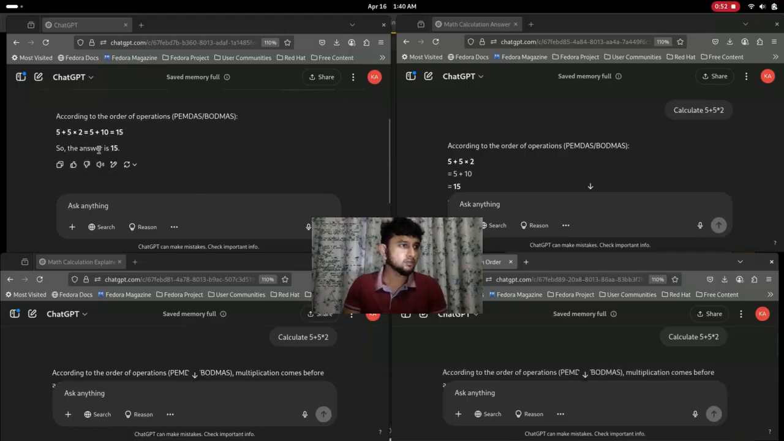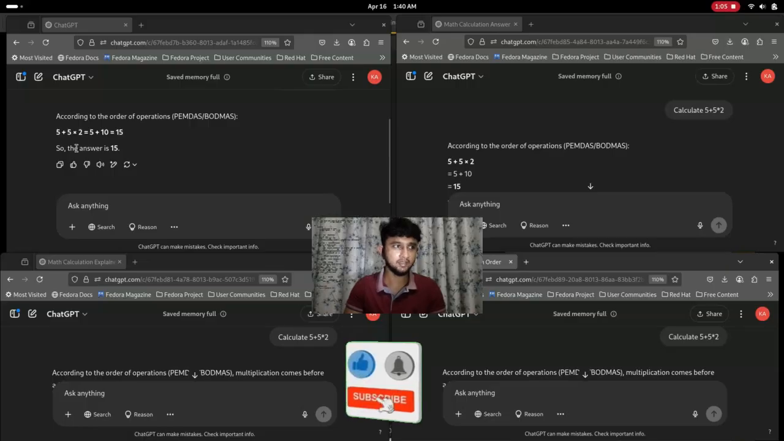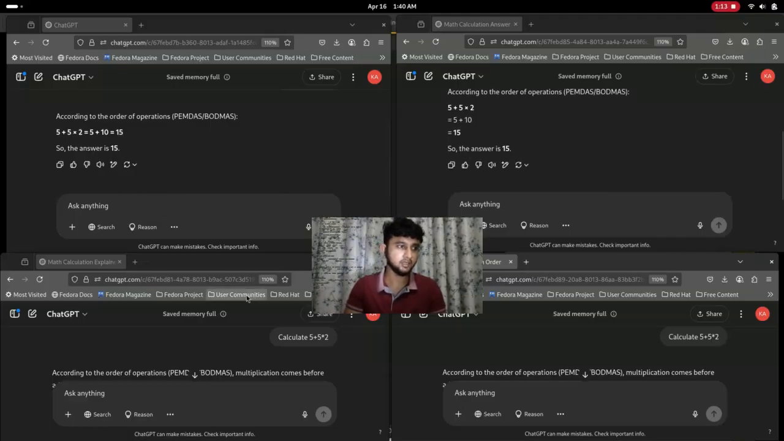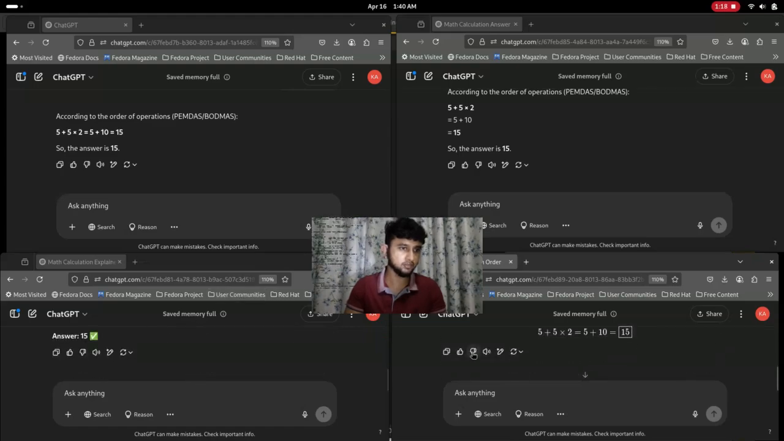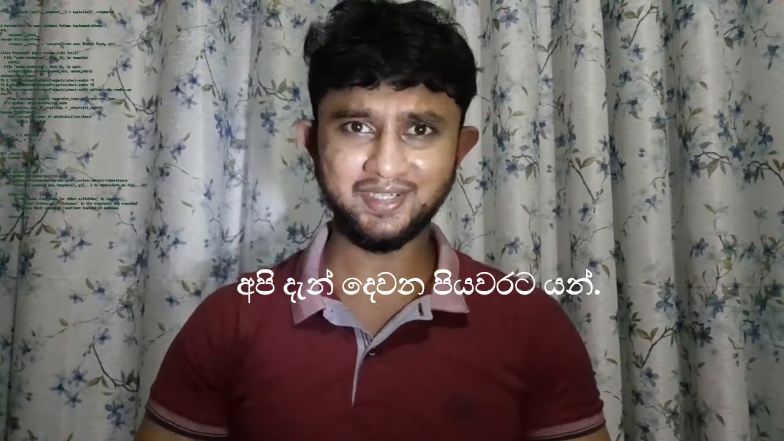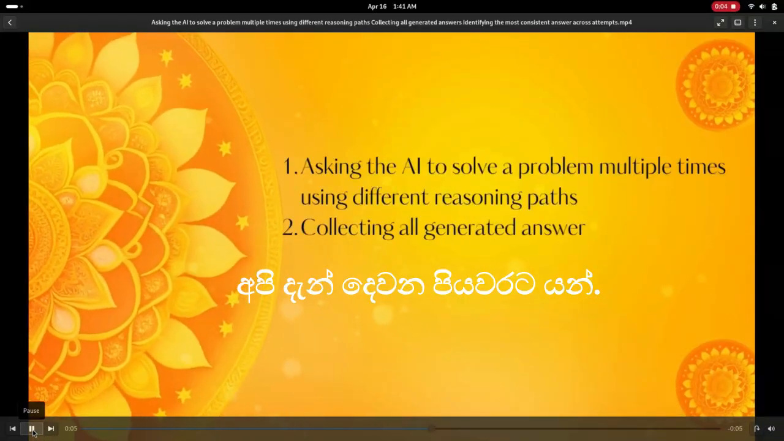This is due 15. That means 5 multiplied by 10, then add 5. 15, and this also gives 15, and this one gives 15, and this one also gives 15. Then now we go to the second step, collecting all the generated answers.